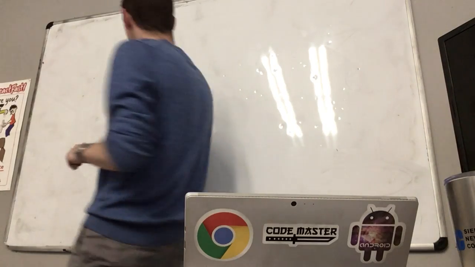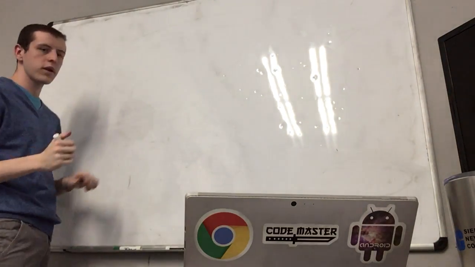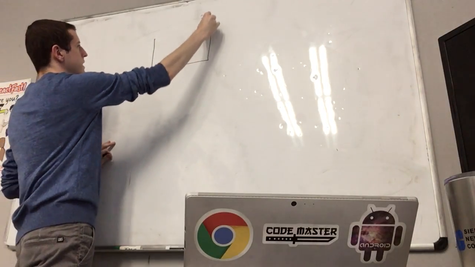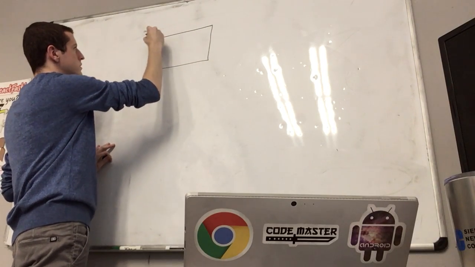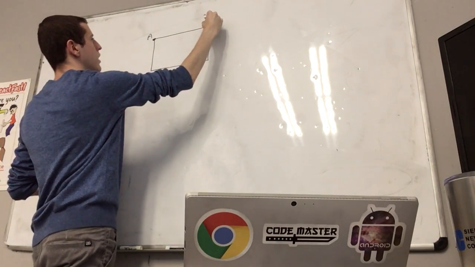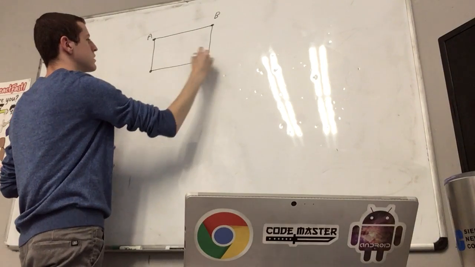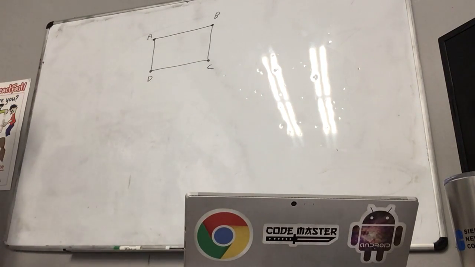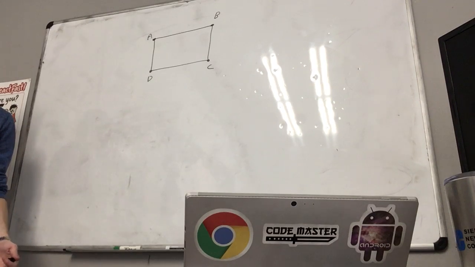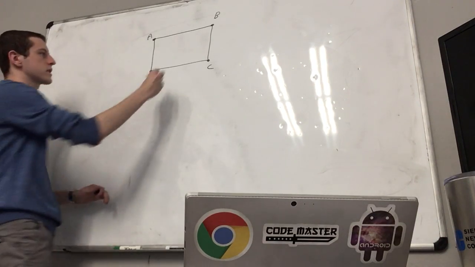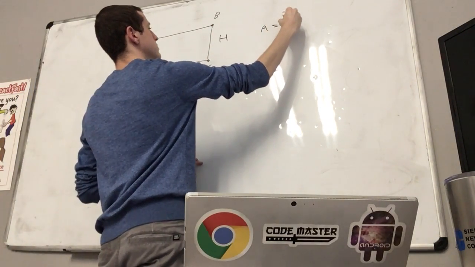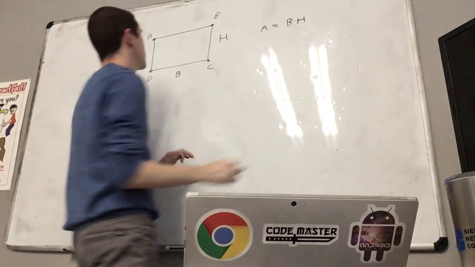I'm going to give you a little bit of a way to calculate something. So, here's my rectangle. I'll call it A, B, C, D. Here's my rectangle. How do you calculate the area of the rectangle? Base times height, perfect. B times H.